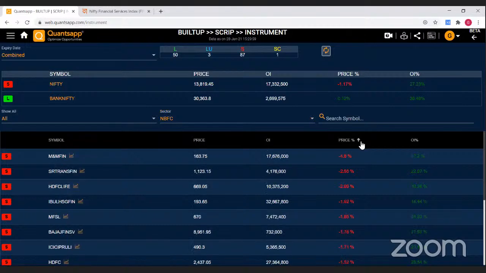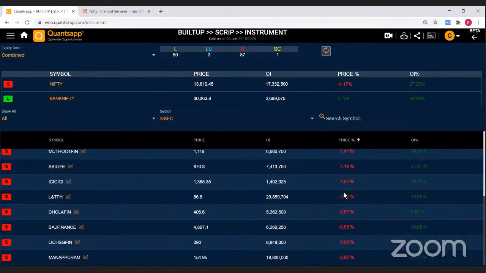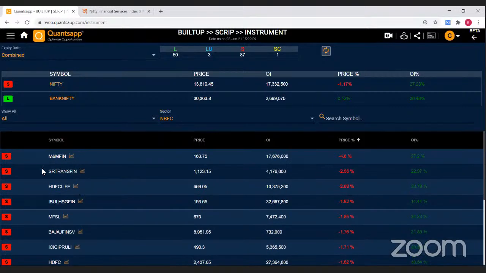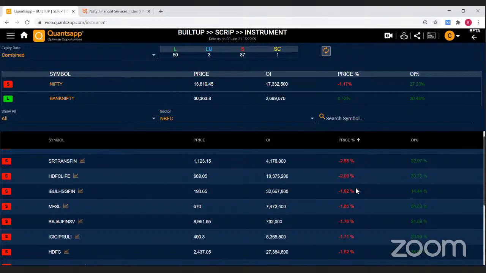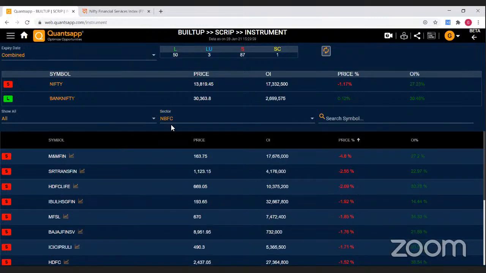There were lots of stocks in the NBFC as well. I think all these stocks in the NBFC have lost today. M&M Finance 5%, almost 4.8%, 5%. Shriram Transport 2.5%, SBI Life 2%, IBull 1%. So you can see that NBFC is where we have seen the top-down approach.